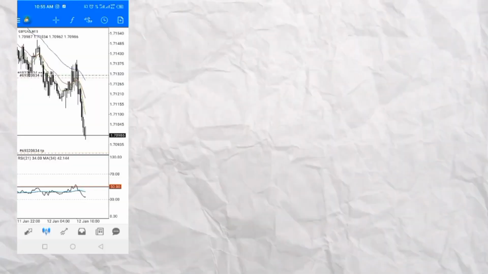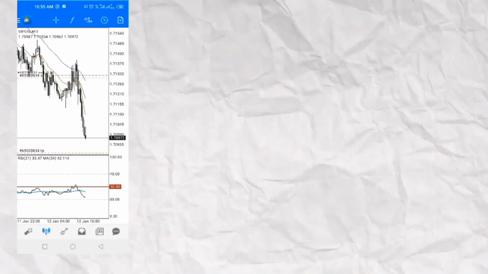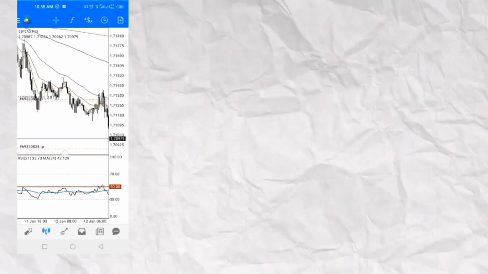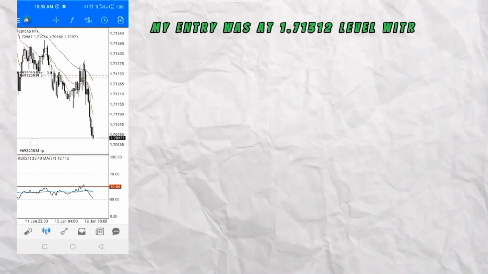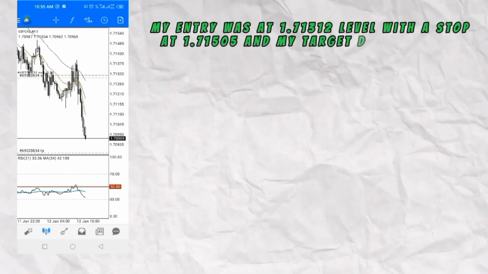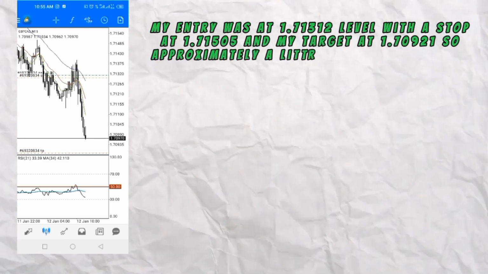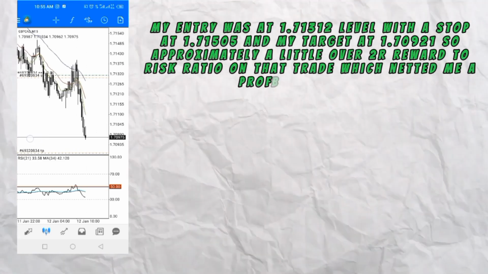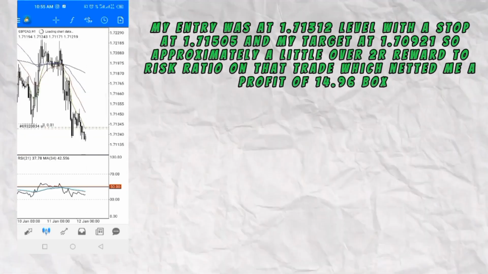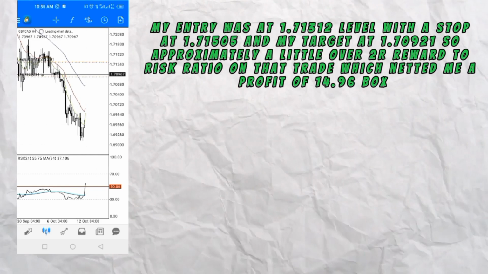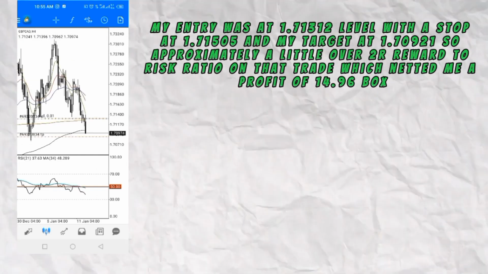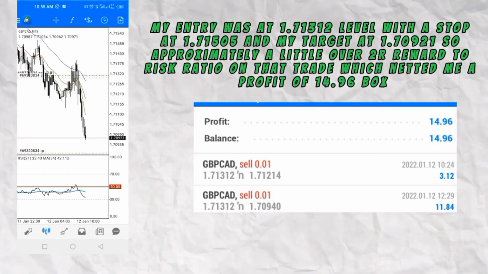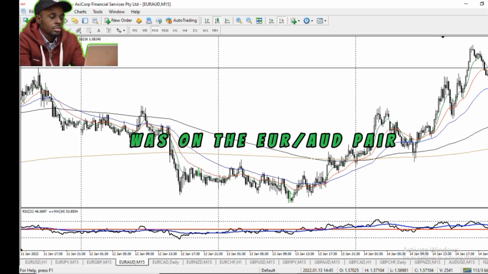As seen on your screen, I will place it either by the right or the left side. I haven't really decided yet where to place it. My entry was at 171.312 level with a stop at 171.55 level, and my target was at 170.921. So approximately a little over 2 to 1 reward to risk ratio on that trade, which netted me a profit of $14.96. My second trade was on the Euro Aussie pair.